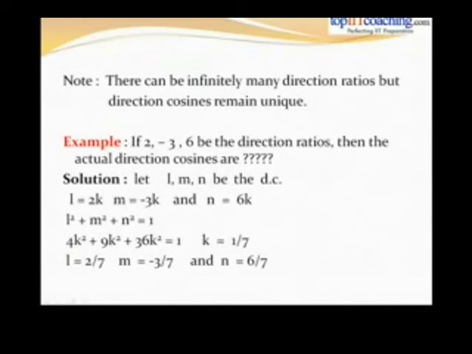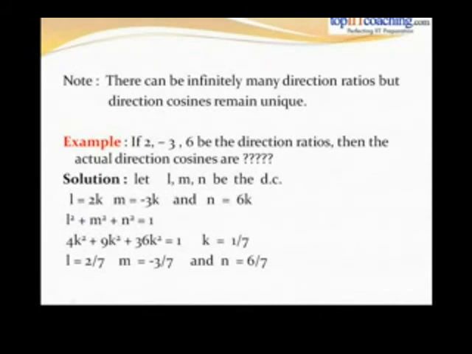Now an important thing to note is there can be infinitely many direction ratios, but the direction cosines remain unique. So for any straight line there can be infinite number of direction ratios, because direction ratios are just numbers that are proportional to the direction cosines. So we can have infinitely many direction ratios that are proportional to the direction cosines, but direction cosines remain unique. That is, we can have only one set of direction cosines for any straight line.